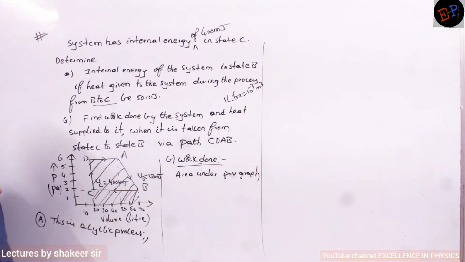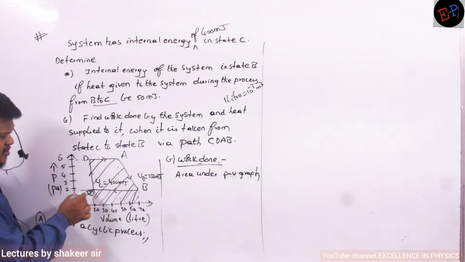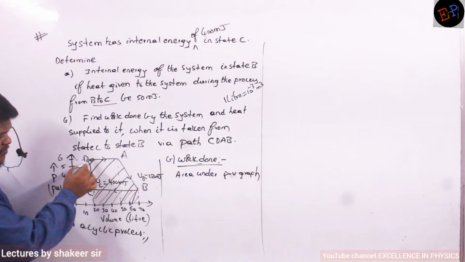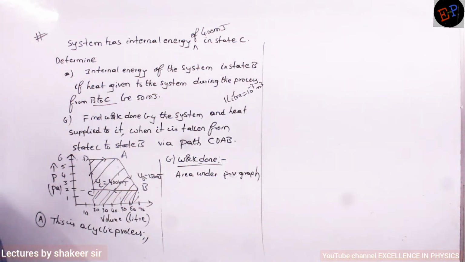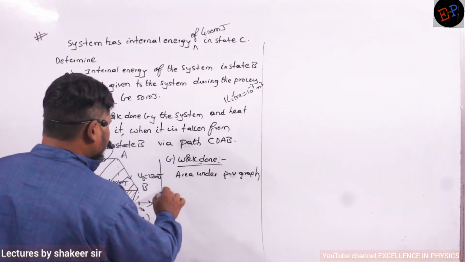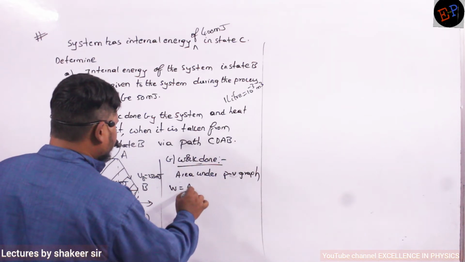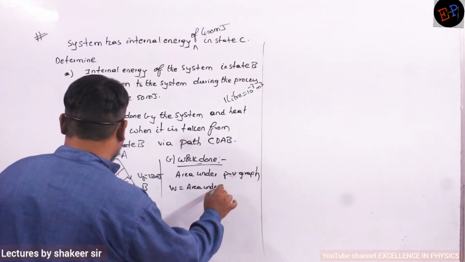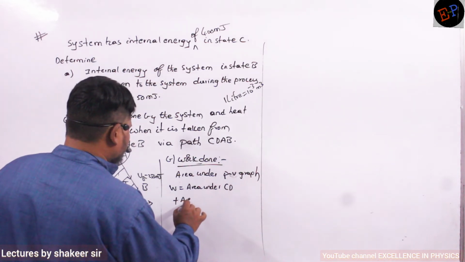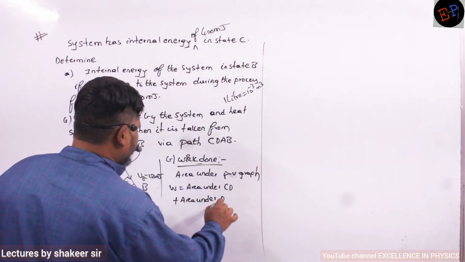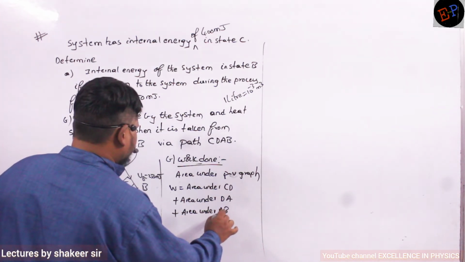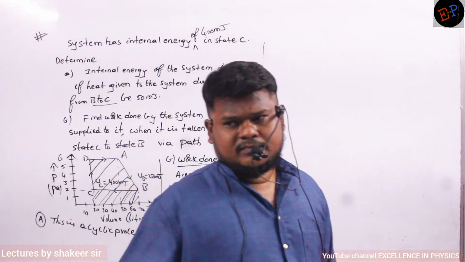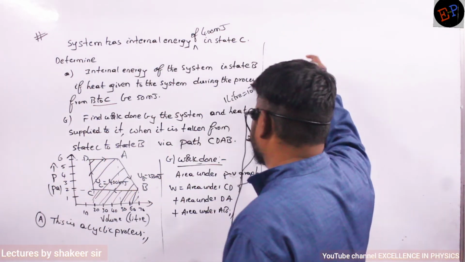Or you can do one thing: first calculate the work done under CD, then the work done under AD, then the work done under AB. Like this also you can do. First of all, let us calculate individually. Work done is nothing but the area under the CD graph plus the area under the DA graph plus the area under the AB graph. If you add all of them, I will get the total.